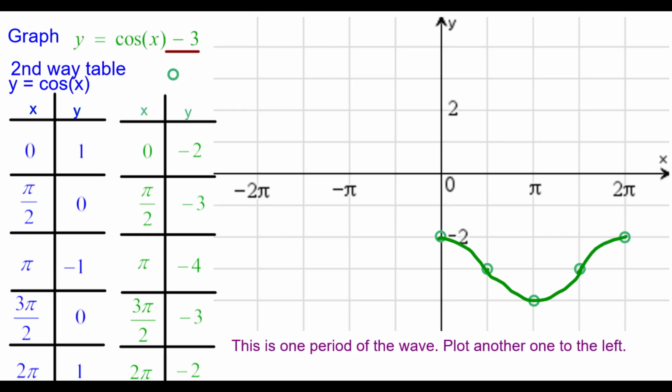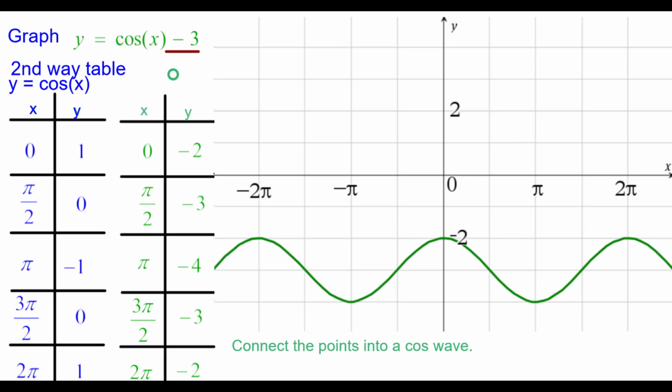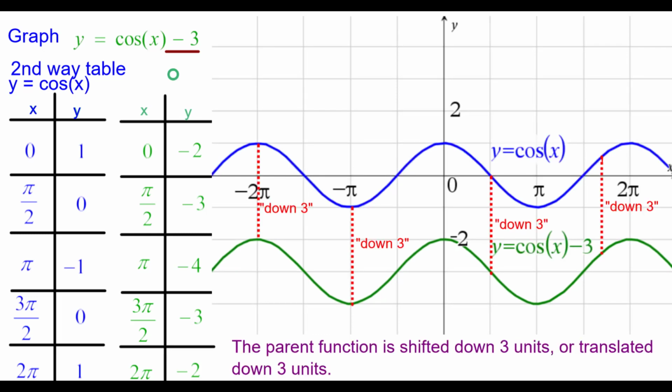And we can plot another period to the left, as we did before, coming back 2 pi from each of the key points. And we'll connect those into a cosine wave. Comparing that to the parent function, y equals cosine x in blue. From blue to green, we go down 3 every single point. And so we say the parent function is shifted down 3 units or translated down 3 units.